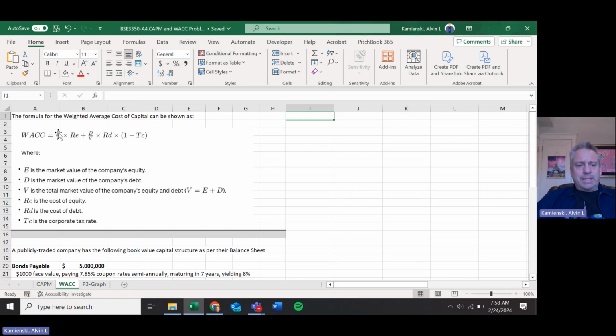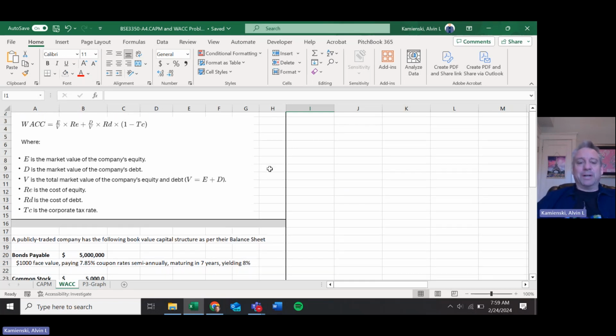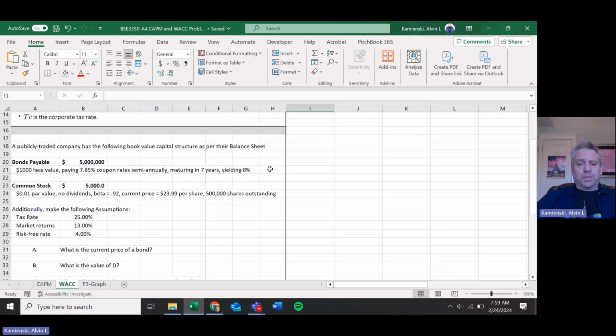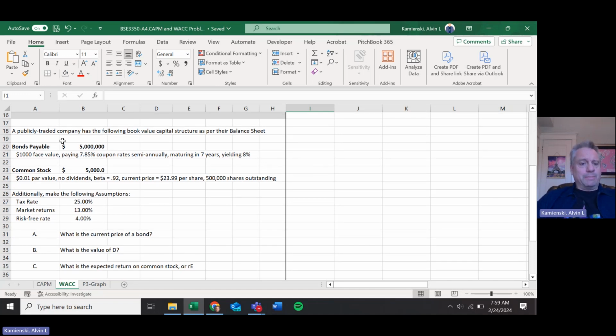And then you have your D in each case. E over V and D over V, for example, are going to rely on the market value of the company's both equities and debt. And then it's going to use those to prorate the expected return of equity and the expected return of debt, less tax, so that we get a portfolio view of what a group of investors would expect from a company's returns. So start off, we're provided with some information on the balance sheet.